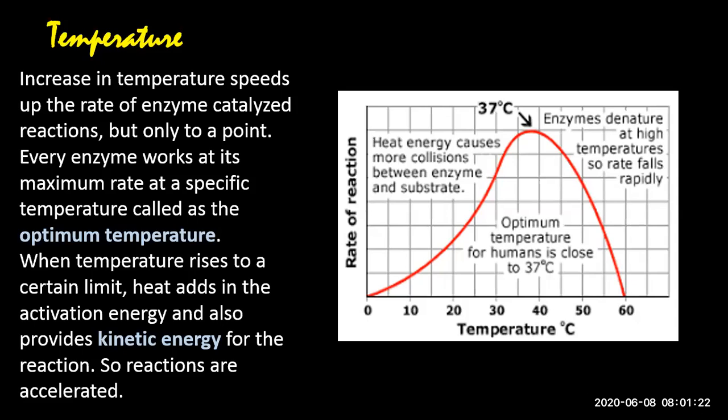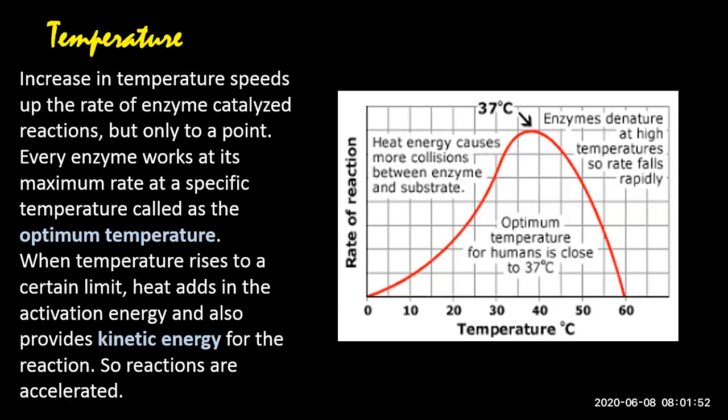Now, why is the temperature 37 centigrade mentioned? Because the optimum temperature for different enzymes is different. This 37 centigrade is for the enzymes which work in the human body. Because what is our body temperature? In humans, our body temperature is 37 centigrade. So whatever enzymes are working in our body, their optimum temperature is 37 centigrade.